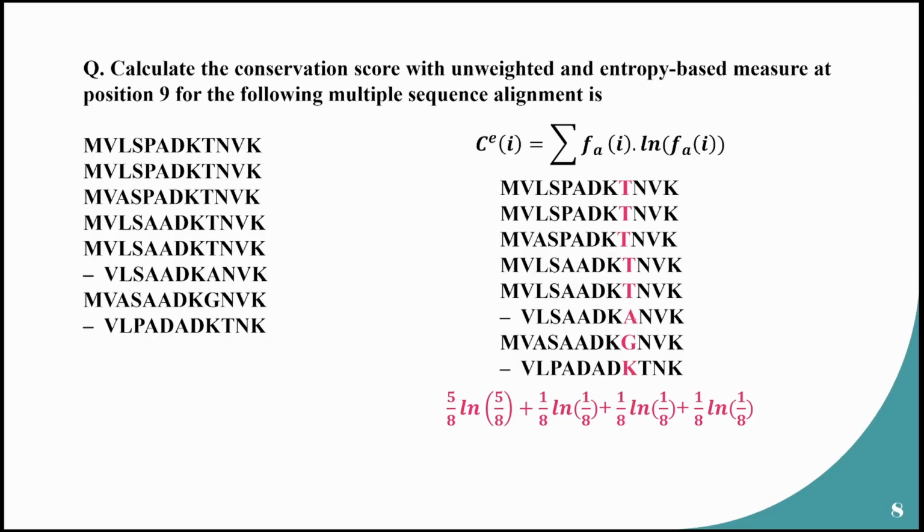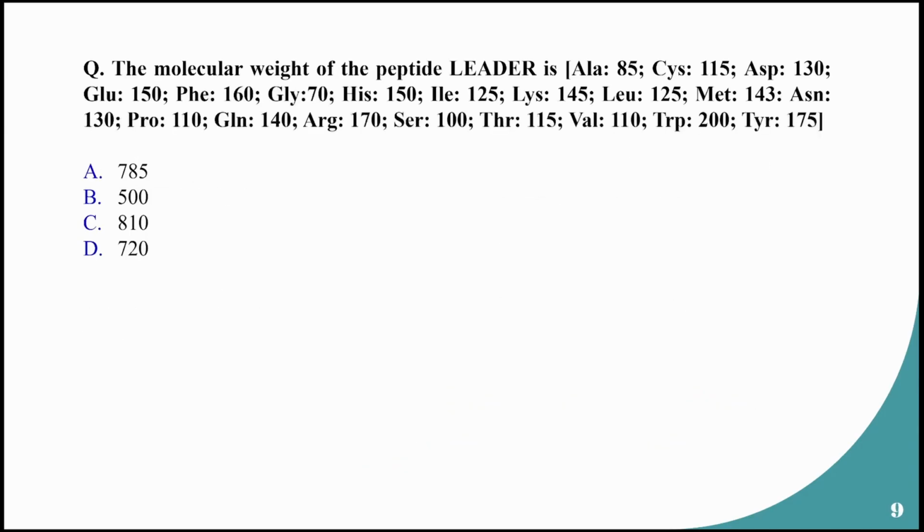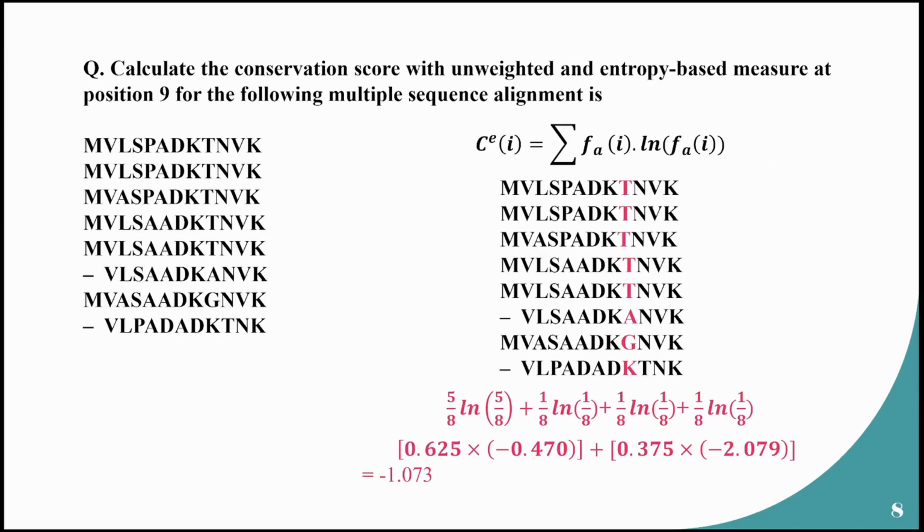And then for the rest of them, you have one alanine, one glycine, and one lysine. So that will be 3 times 1 by 8 times ln 1 by 8, right? So ultimately, you should get a score of something like this. Yeah, minus 1.07, as I see in the chat also. So that's how you calculate with the unweighted entropy-based measure. Later on, I think we will talk about another approach which is called the PSSM matrix. Again, that is kind of related to position-specific scoring also.